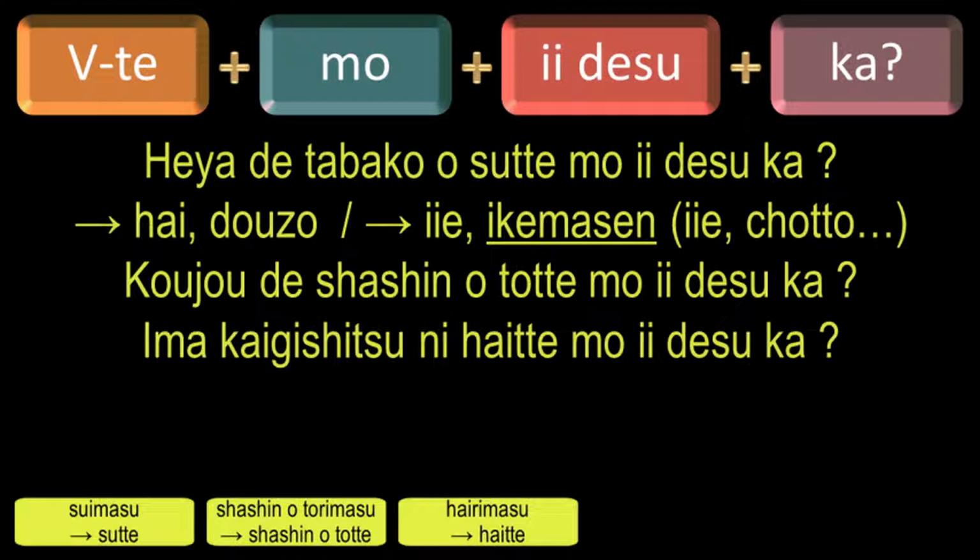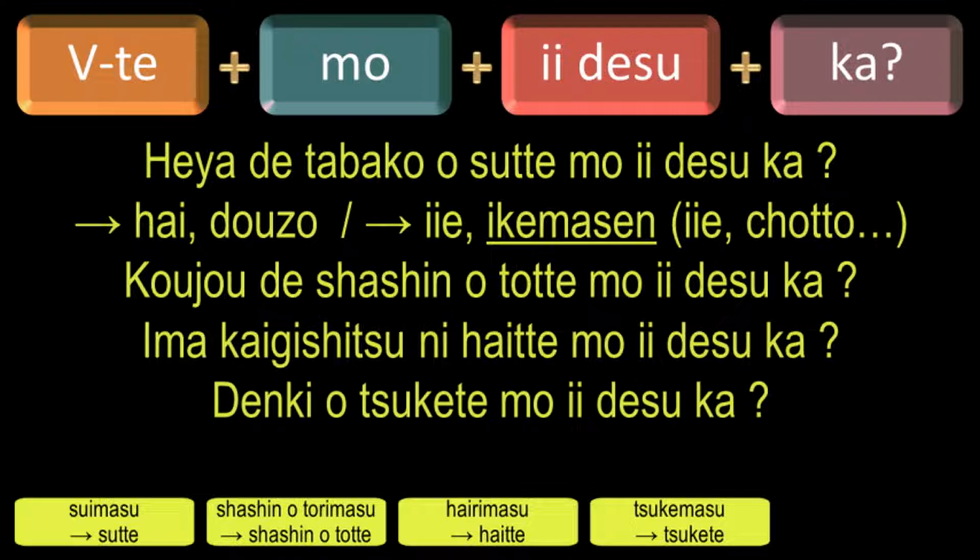Let me give you another example. Denki means light and tsukemasu means to turn on. Its te form is tsukete, and by adding mo ii desu ka to it, we will get denki o tsukete mo ii desu ka, which translates to may I turn on the light? And as a response, if someone says denki o tsukete mo ii desu, then it means you may turn on the light.